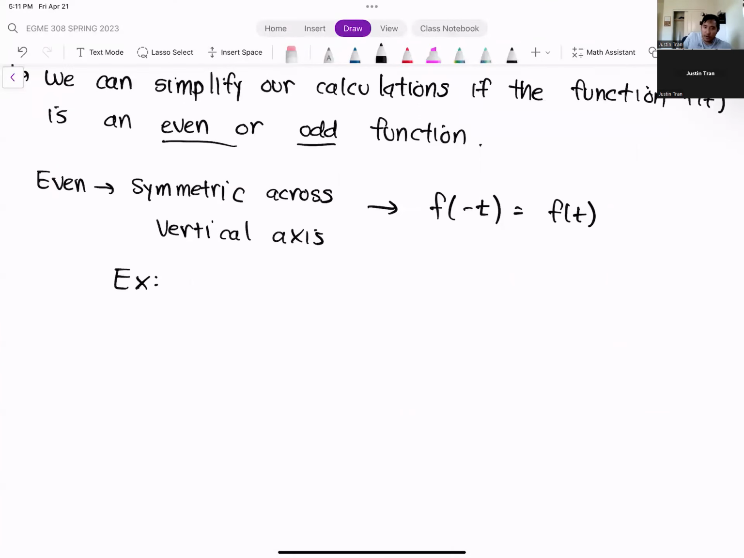The very classic kind of even function is a quadratic function, so t squared. So we have f of t is equal to t squared. Let's test out f of minus t. We plug in minus t into this equation here. So we have minus t squared.